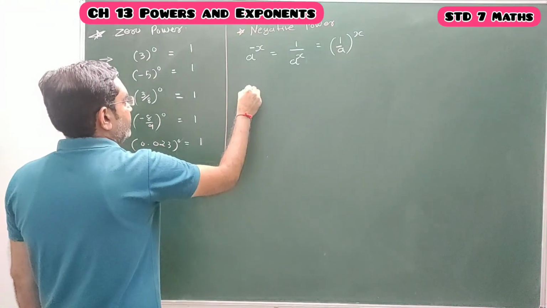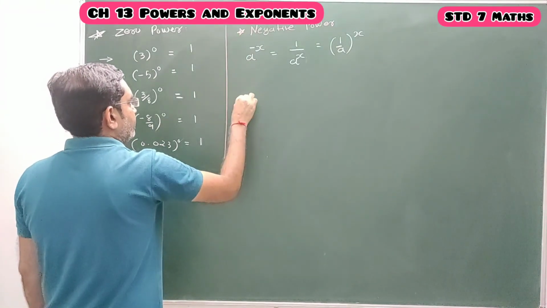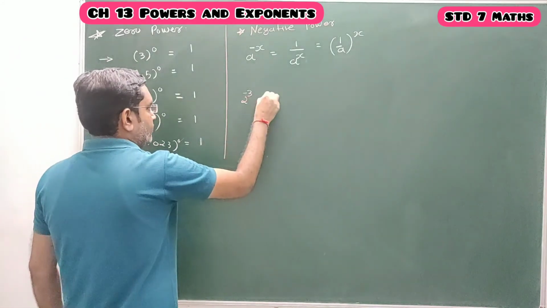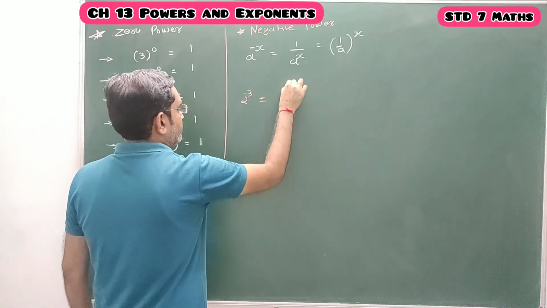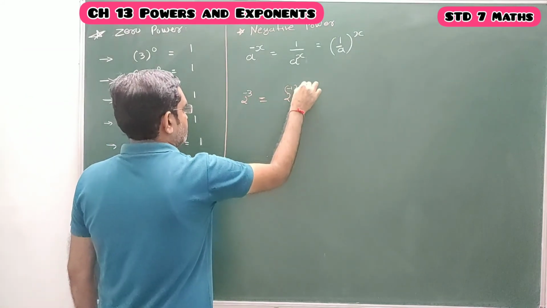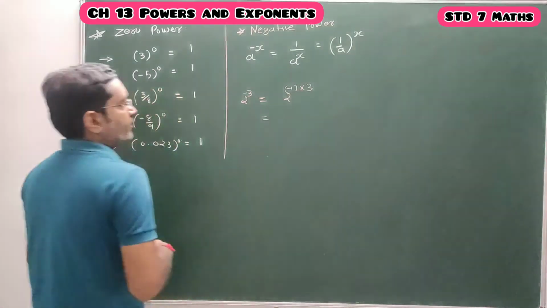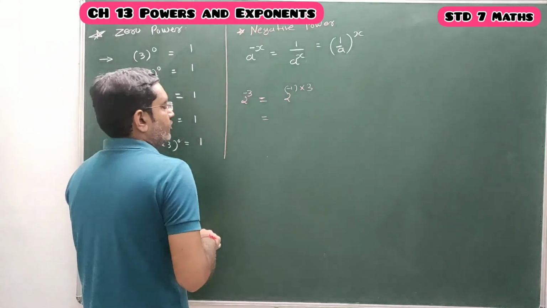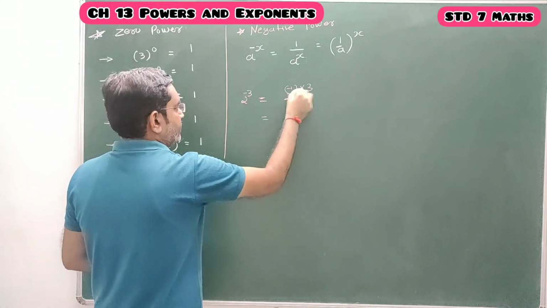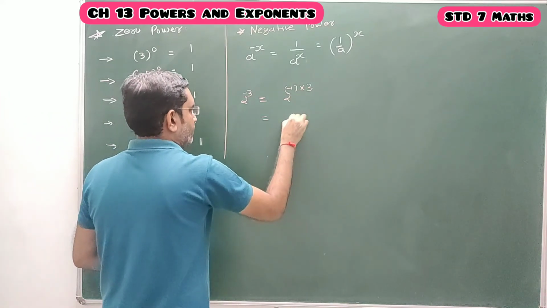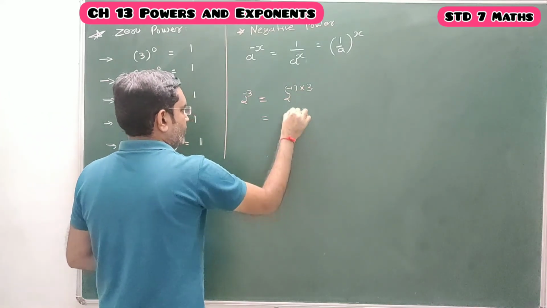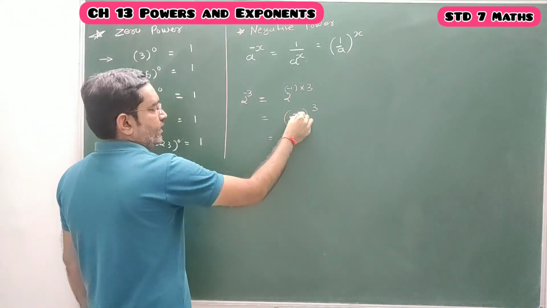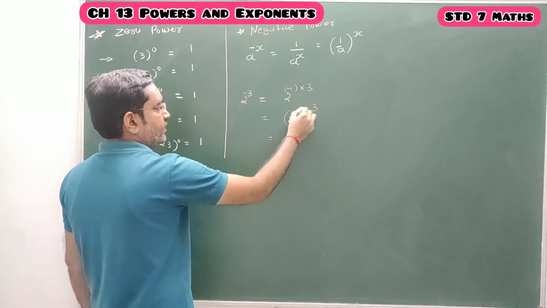So what is the meaning of negative power? For example, if we have 2 raised to minus 3, it is nothing but 2 raised to minus 1 multiplied by 3. So it's a power of power, and we can write it as 2 raised to minus 1, whose power 3 is taken. So 3 times minus 1 is minus 3. It's the same.